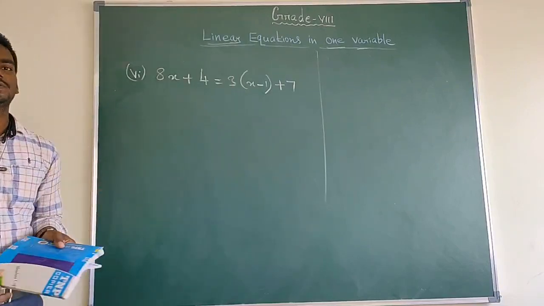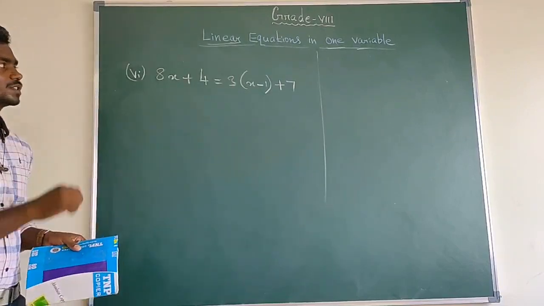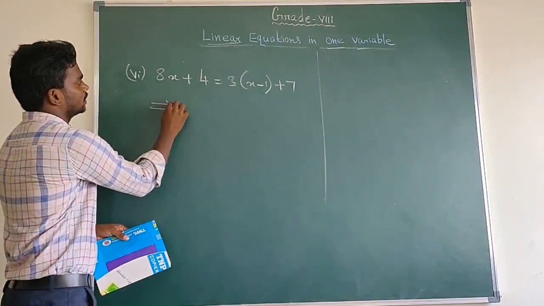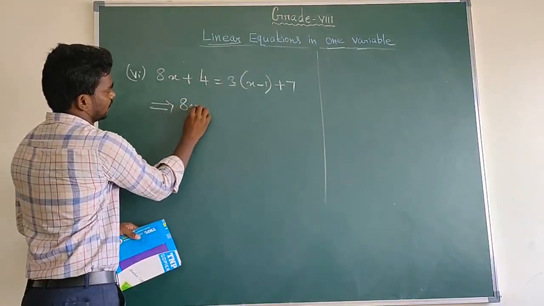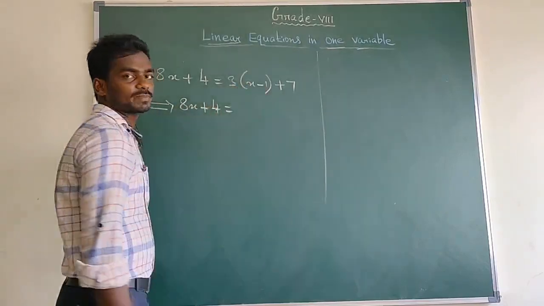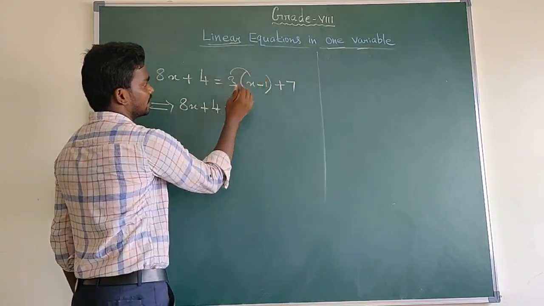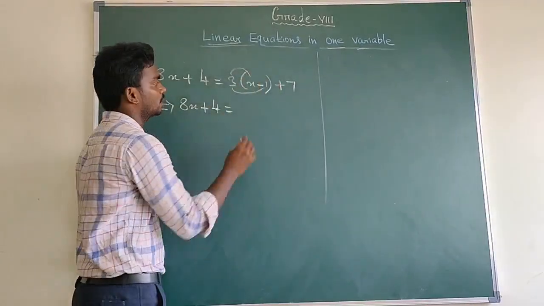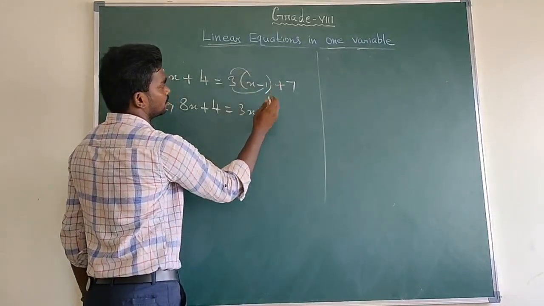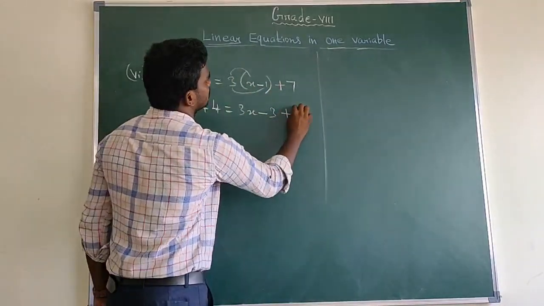Next, let's see the following. 8x plus 4 is equal to 3 times x minus 1, plus 7. So how to solve this? 8x plus 4 is equal to, how do we expand 3 times x minus 1? 3 multiplied by x minus 3 multiplied by 1. So 3 into x is 3x, keep the minus symbol, 3 into 1 is 3, plus 7.